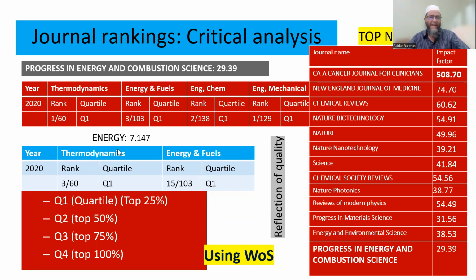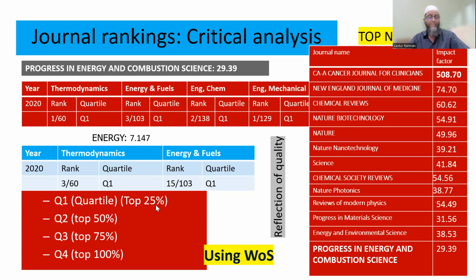Similarly, there is another journal, impact factor 7 point something, as you can see, also in the area of thermodynamics, rank 3. So again, it is in a very good top rank area, even though the impact factor is not that very, very high. Okay. So as you can see, you also need to have a combination of journals: Q1, Q2, Q3, Q4.